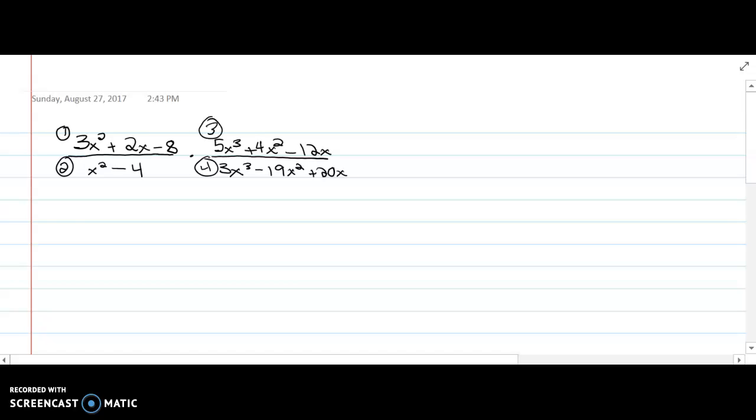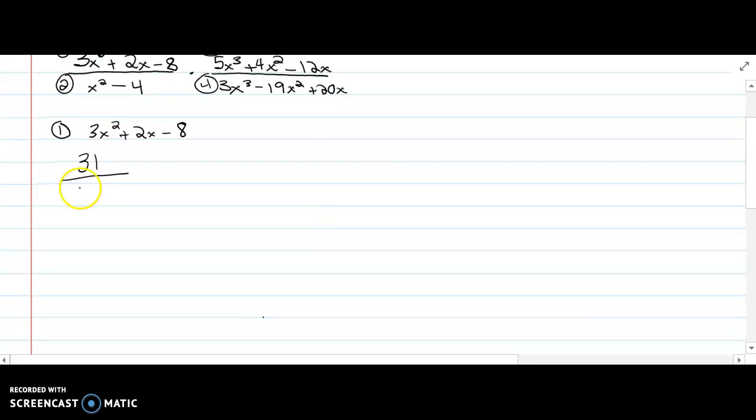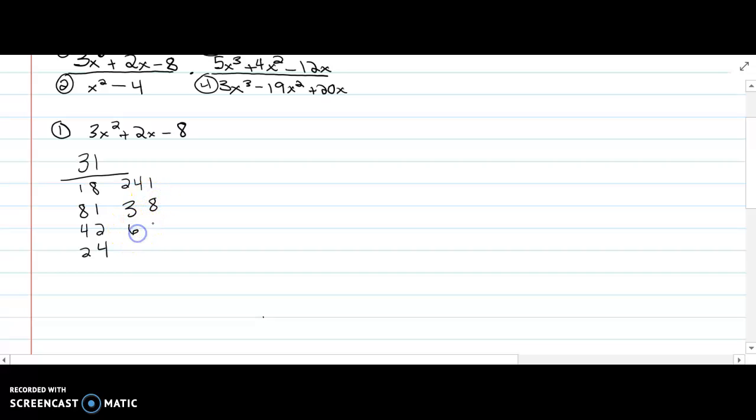So I'm going to start with this first one here. 1, so 3x squared plus 2x minus 8. So here I'm going to have 3 and 1 up top, and then different ways to multiply to 8, which are 1 and 8, 8 and 1, 4 and 2, and then 2 and 4. Cross multiply, we have 24 and 1, 3 and 8, 6 and 4, and 12 and 2. Okay, and then we're trying to get to 2 here.